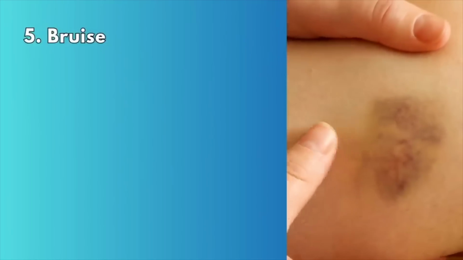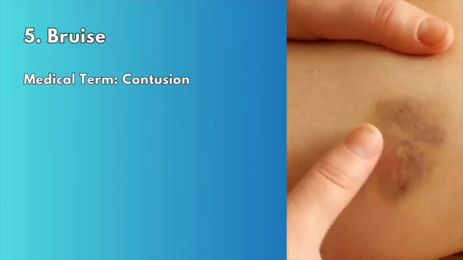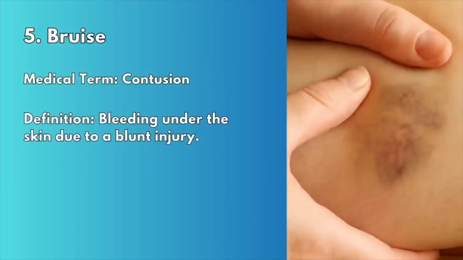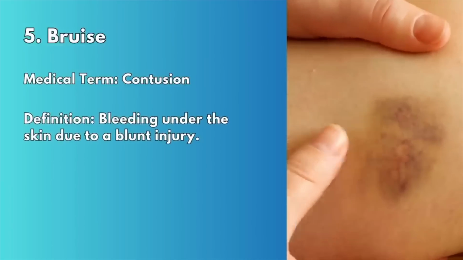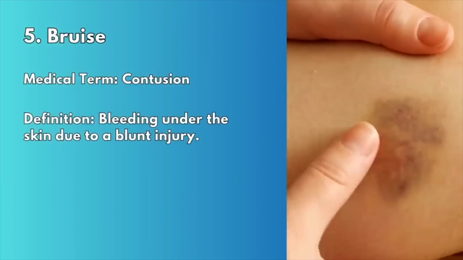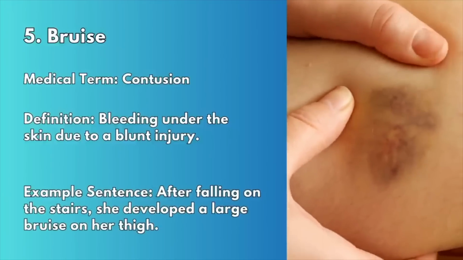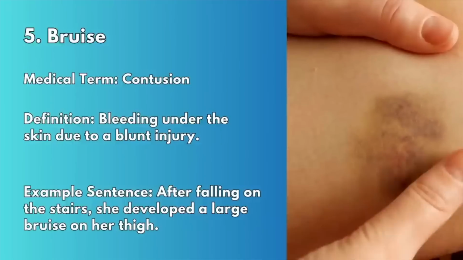Our fifth term is bruise. The medical term for this is contusion. The definition is a bleeding under the skin due to a blunt injury. After falling on the stairs, she developed a large bruise on her thigh.